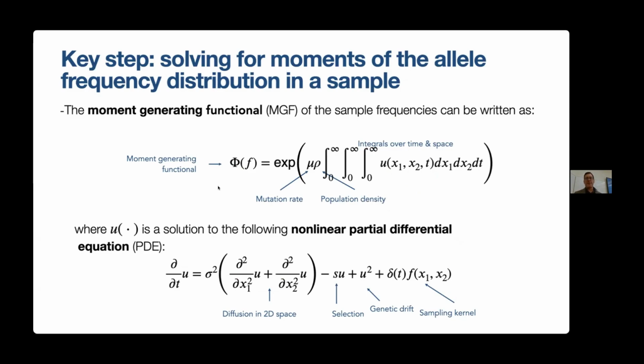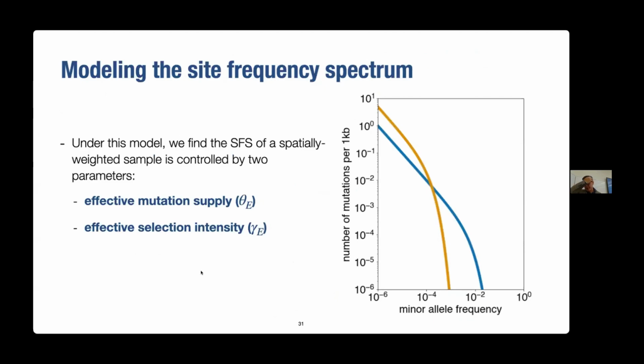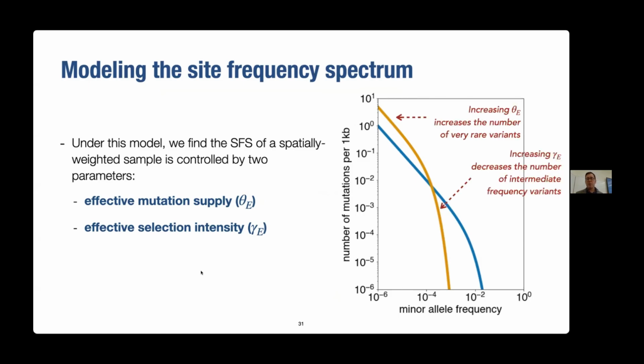And this moment generating functional that will allow us to get the moments can be written in terms of this function U, which itself we can solve using a partial differential equation, okay? This isn't a math talk, but let's just say there's a lot of applied math and tricks to working with these equations that allow us to make progress. And one of the things you find when you spend time with this system is that you can boil it down and see that it's mainly driven by 2 parameters, what we'll call an effective mutation supply and an effective selection intensity, that themselves depend on W, the sampling width, okay? So we're going to present results in terms of these 2 parameters, but let me explain how they work.